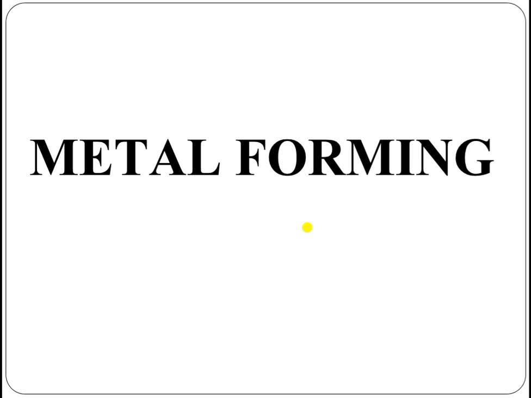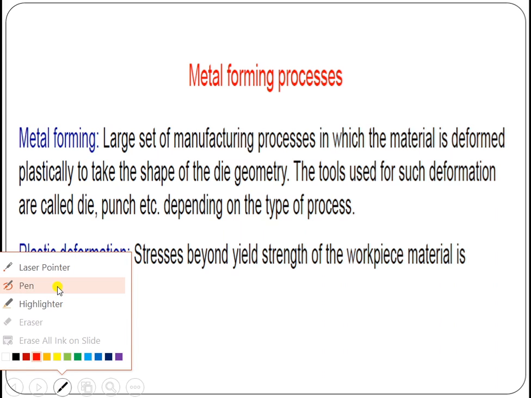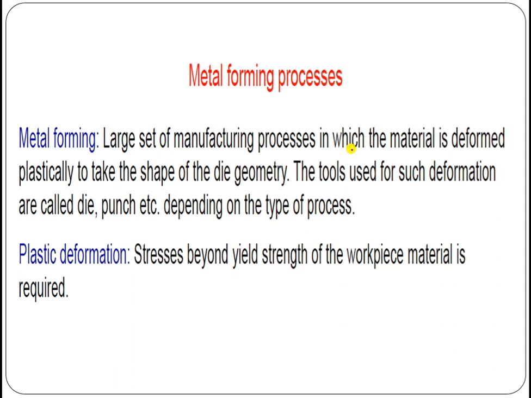So what is metal forming? Metal forming is a manufacturing process in which the material is deformed, or given a certain kind of shape, such that plastic deformation takes place. It cannot regain its original shape and size again. That is the plasticity property of any material.